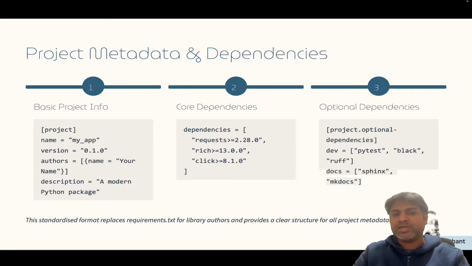So we have covered build-system. Next is the project section. This is where we give our app a soul: we name it, version it, and most importantly, we list our dependencies here. This effectively replaces requirements.txt. Now, when someone installs your package, Python automatically knows it needs to grab libraries like requests or others to make it work.